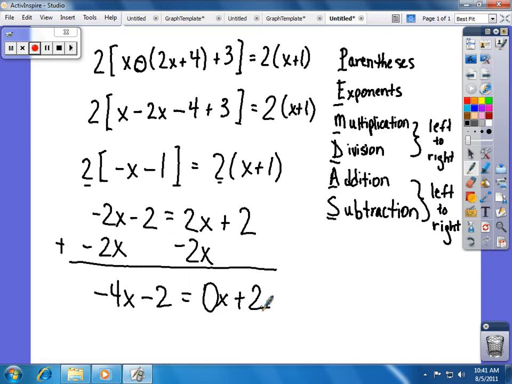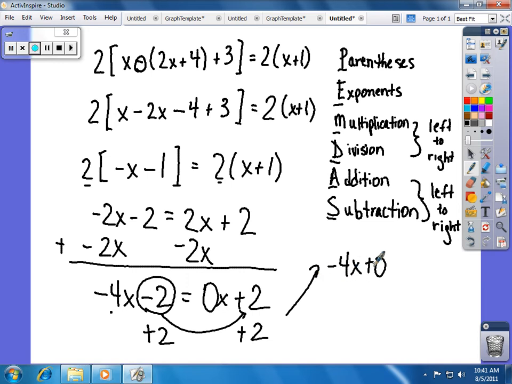Okay, now we're going to do the same thing with this 2 here. Because we moved the x's to this side, we're going to have to move this 2 over to that side. And we're going to do that by adding 2 to both sides, because that way the 2 will drop out on the left here. Alright, if I do my addition, I will have negative 4x plus 0 now, which will equal, again, that 0x is 0, so I'm going to leave that out, 2 plus 2, so it's 4. Okay, so I have negative 4x equals 4.